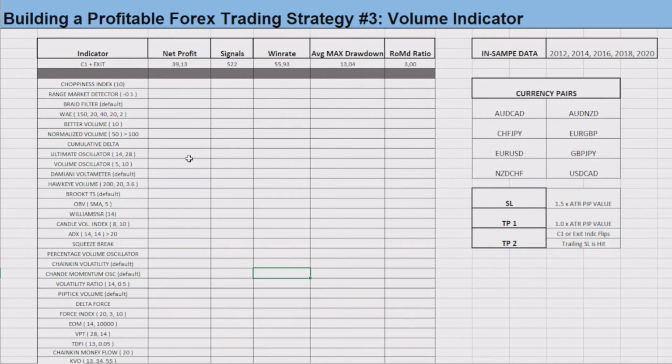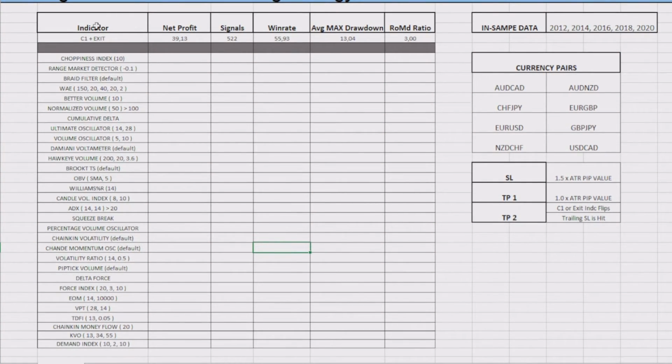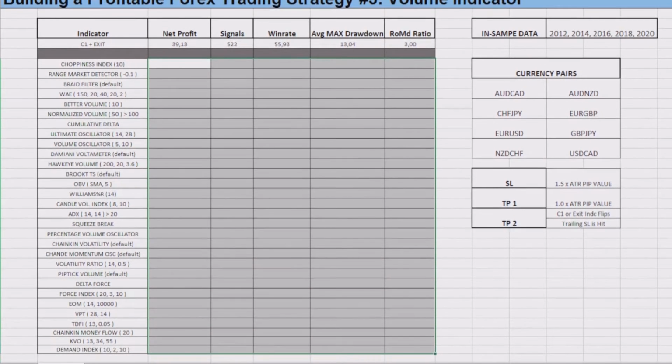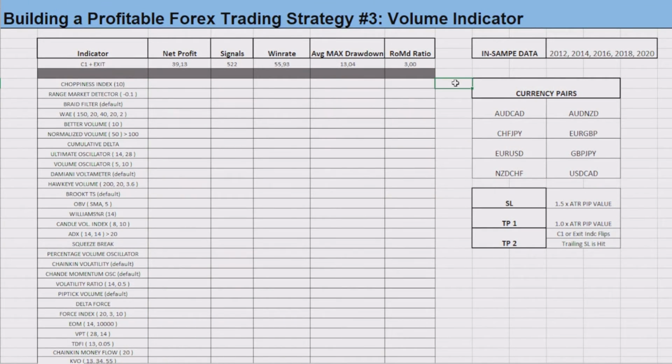Like on the other backtests from the other episodes, in this first backtest I'm going to perform it on a lot of different volume indicators. I'm going to use only the in-sample data of the 8 pairs I told you about in the first episode, and then I'm going to show you the results before moving forward to the out-of-sample test. Sounds good? Let's go!